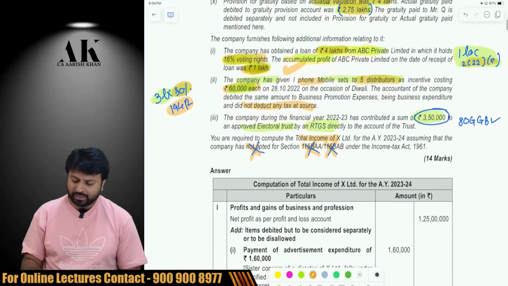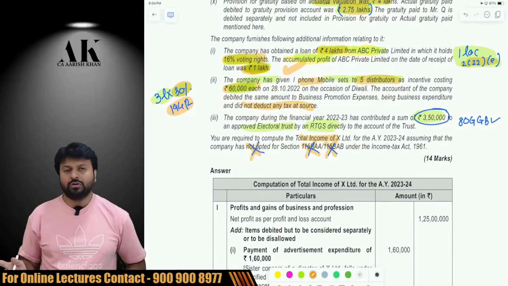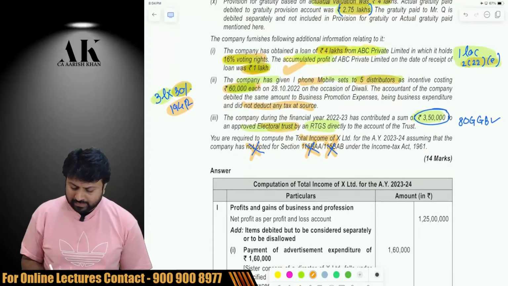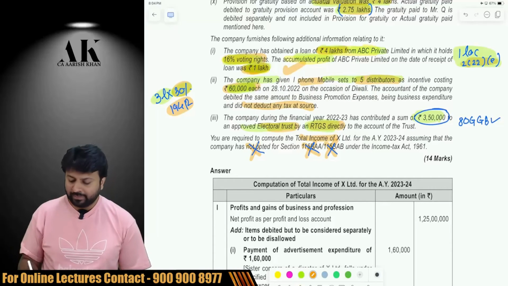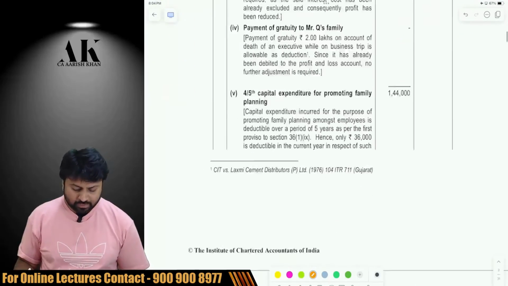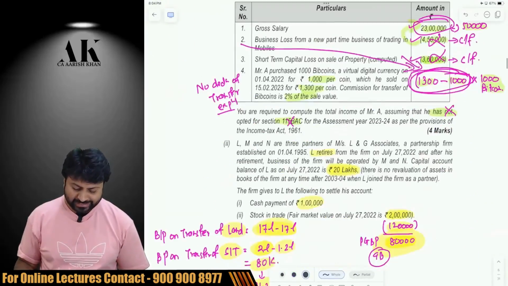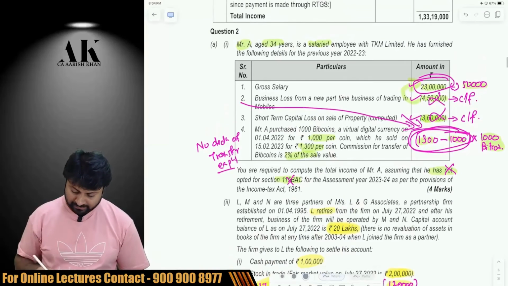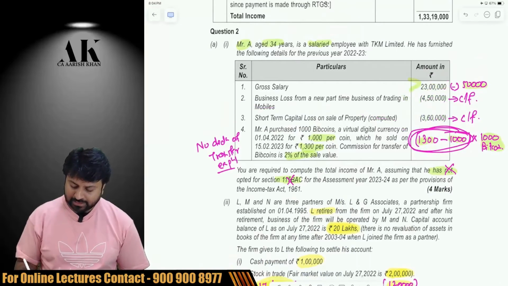Okay. Last but not least, I am making a payment of a donation to a certain electoral trust, which is made by RTGS, and therefore it will be allowed as a deduction under 80GGB. You can check it over here. So it was a simple question except 1 or 2 adjustments which were slightly tricky. Apart from that, most of the things were very simple in this question. Now pay attention please. Let's move on to the next question.